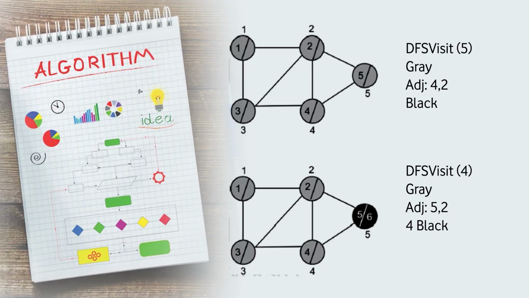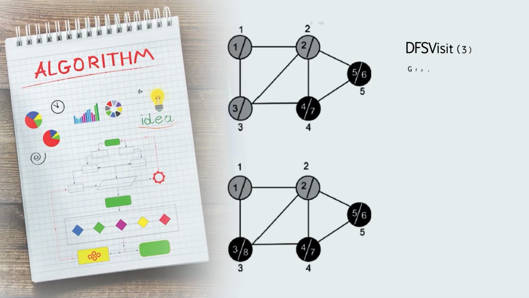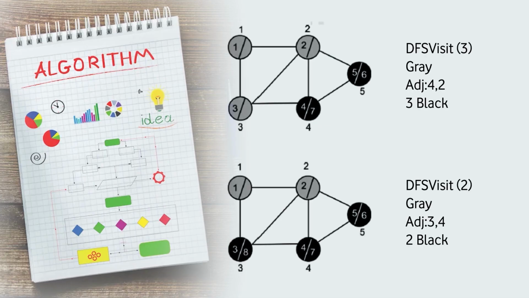Now check for the adjacent edges. The adjacent edges are 5 and 2, which are already visited. So what you have to do is mark 4 as black and go back to the calling function. So who called 4? 4 is called by 3. That is why we are keeping the record of the parent, as you have seen in the algorithm. So again when you do it with 3, what are the adjacent edges to 3? 2 and 4. Okay.